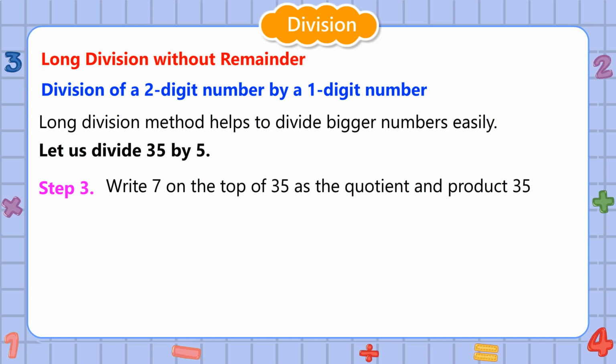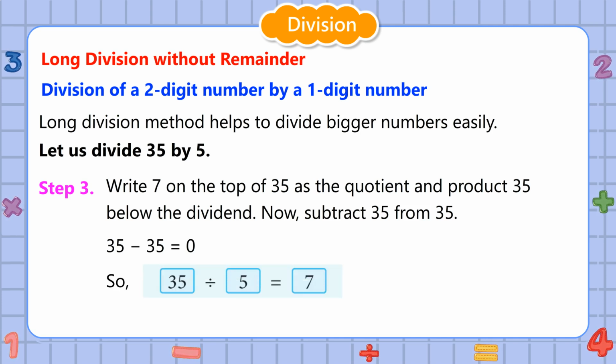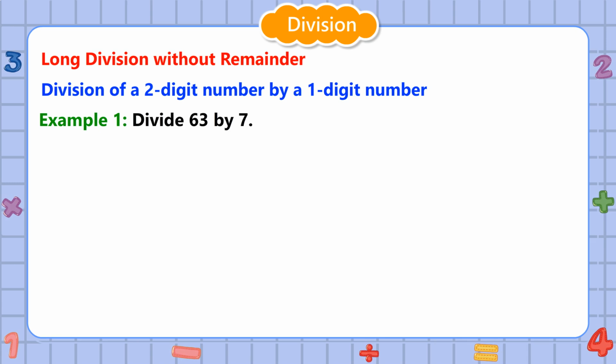Step 3. Write 7 on the top of 35 as the quotient and product 35 below the dividend. Now, subtract 35 from 35. 35 - 35 = 0. So, 35 ÷ 5 = 7.